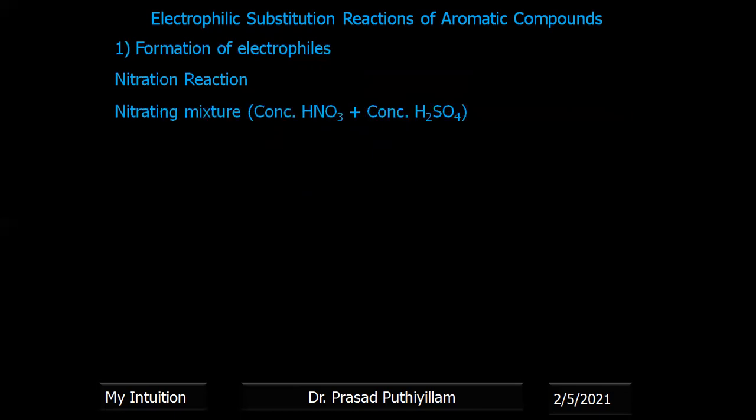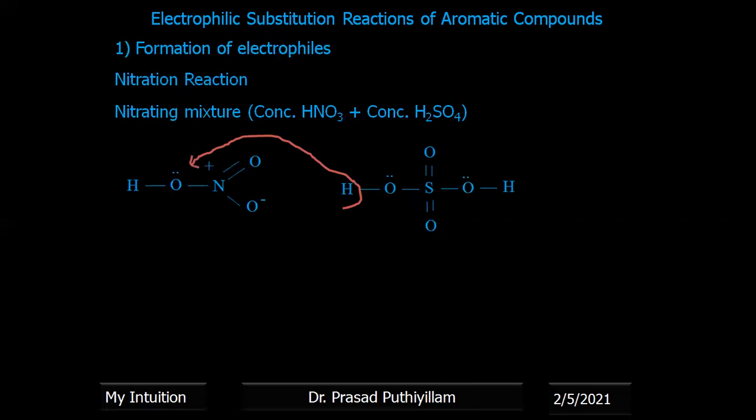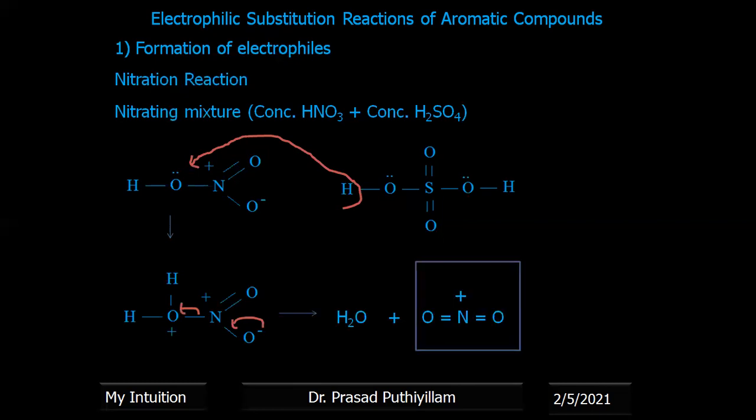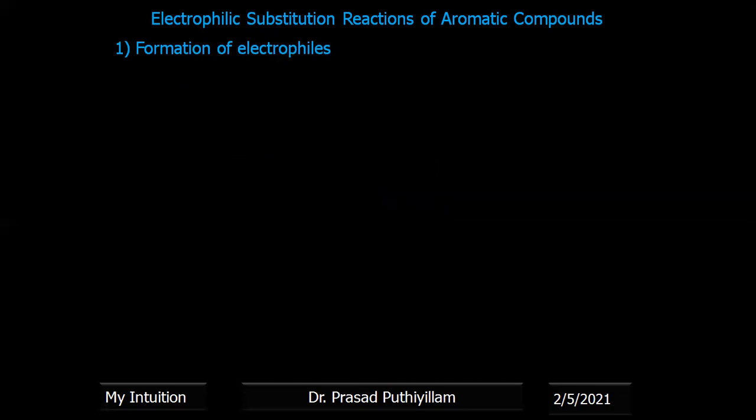In case of nitration reaction, the reagent used is nitrating mixture. It's a mixture of concentrated nitric acid and concentrated sulfuric acid. And we know if you take these two acids, sulfuric acid is the stronger acid. Therefore, it will donate a proton to HNO3. Then the protonated HNO3 will lose a water molecule to give the corresponding electrophile, that is NO2 plus. Even N2O5 can also be used as an electrophile source in nitration reaction.